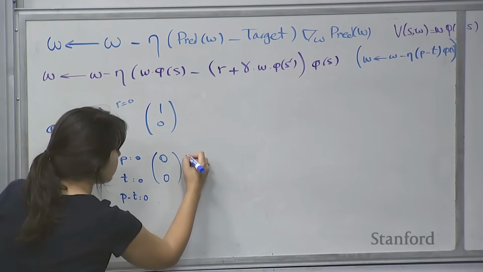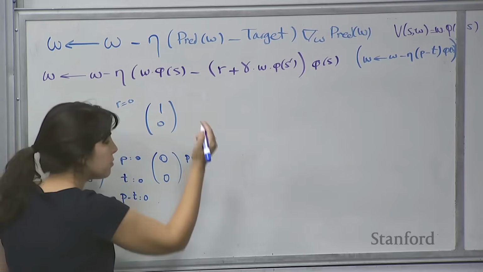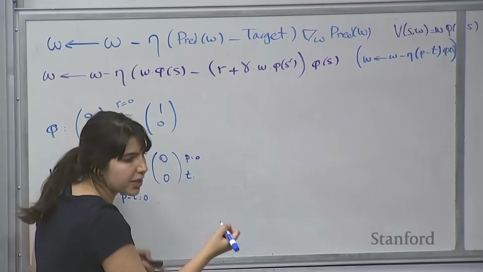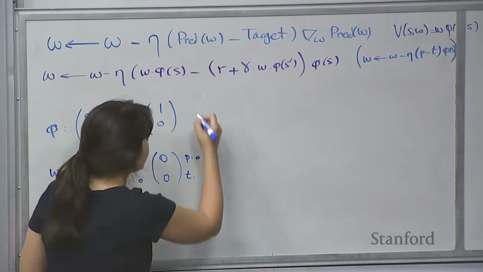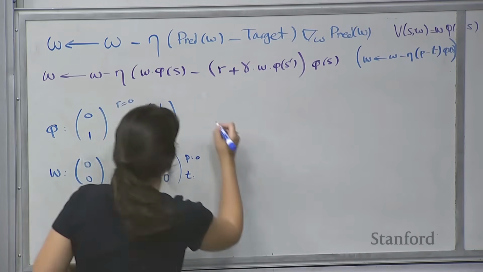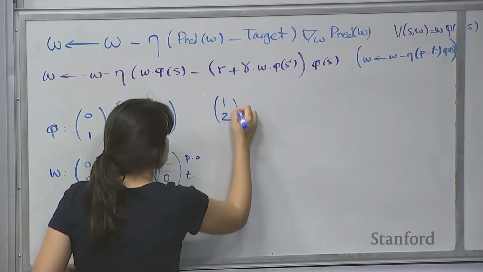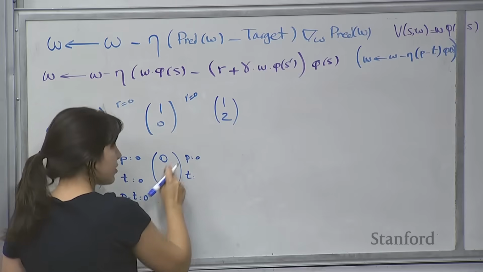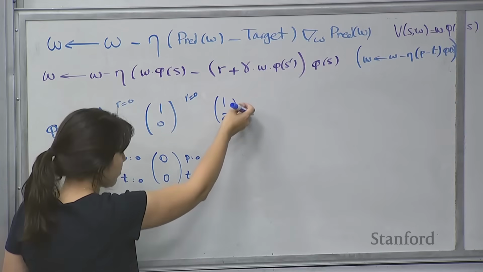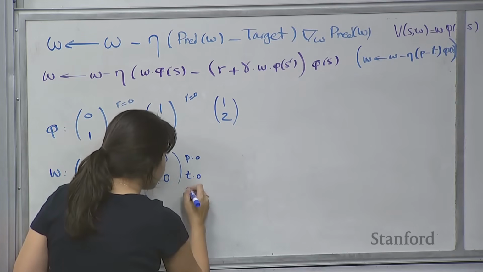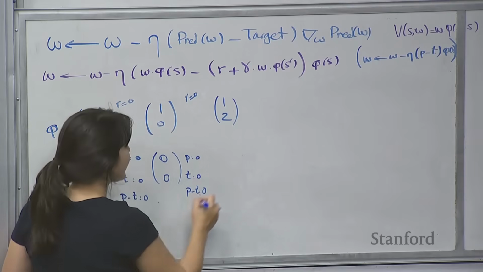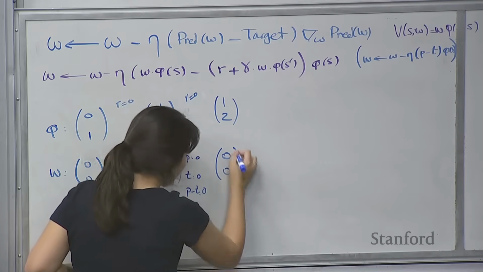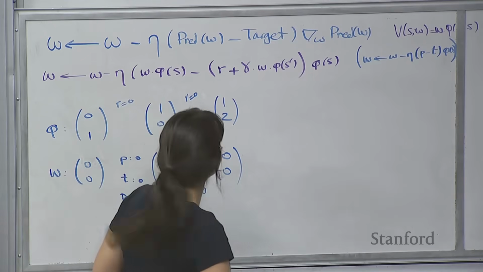What is the prediction here? 0 times 0, so the prediction is 0. What is the target? It's 0 because I haven't got any reward yet. Where do I end up? I end up at 1, 2. So the target is the reward, which is 0, plus 0 times phi of S prime, whatever state I'm at. That is equal to 0. P minus T is equal to 0. It's kind of boring. At this point, W hasn't changed. W is equal to 0.